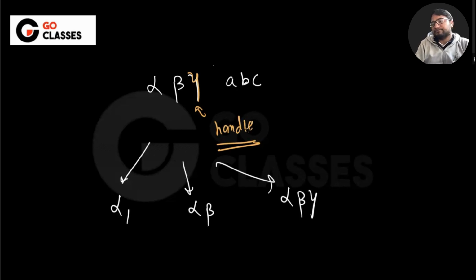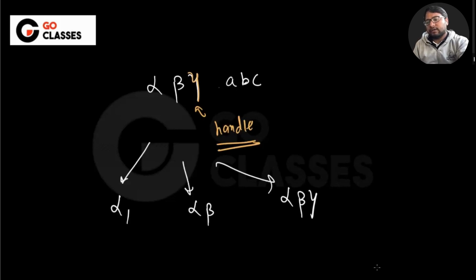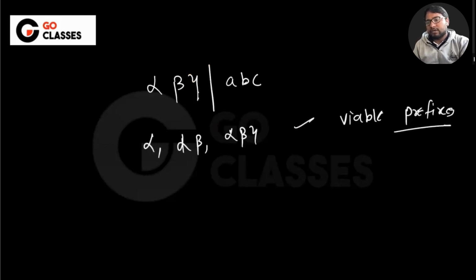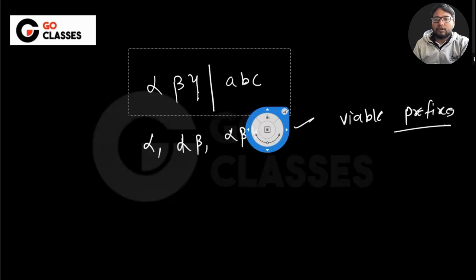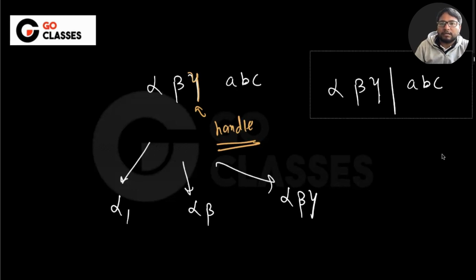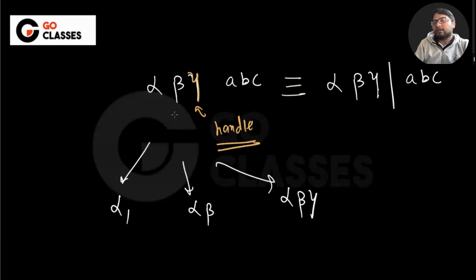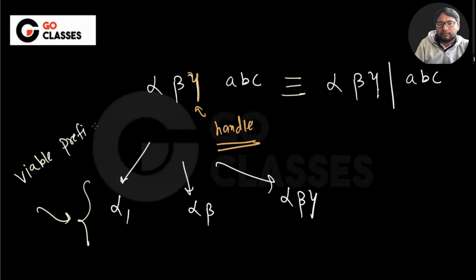So whatever is a handle, it cannot cross that. Either I say you this or I say you this, aren't both fine? Instead of giving you the vertical bar, I'm telling you the handle, which means either I say like this or I say like this. Aren't both the same? If I tell you the handle, now from this can't you tell me the viable prefixes? These are the viable prefixes, isn't it?